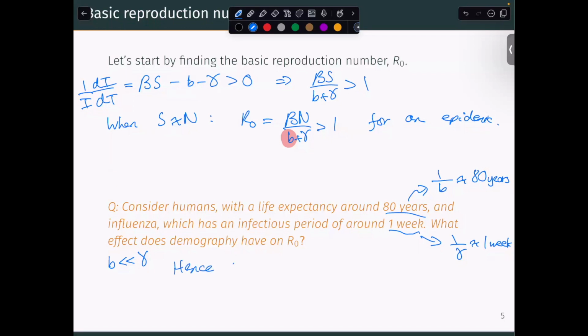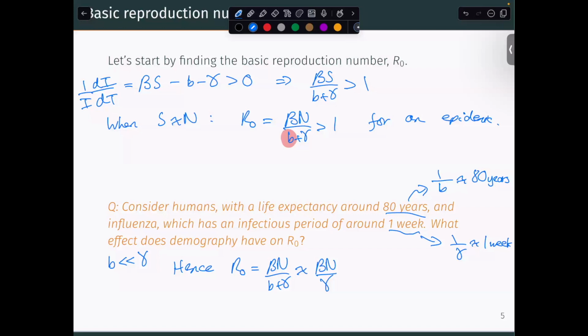So what does this mean for our R0? Our R0 is going to be equal to beta N over b plus gamma. And so the b in this denominator is going to have very little effect. It's going to be very, very small relative to gamma. And so R0 is approximately beta N over gamma. In other words, the demography has very little effect on R0 in something like human populations for infectious diseases like influenza, which occur over a very short period of time. So it has very little effect on R0, but does have a big effect on long-term dynamics, which we'll get to in a moment.